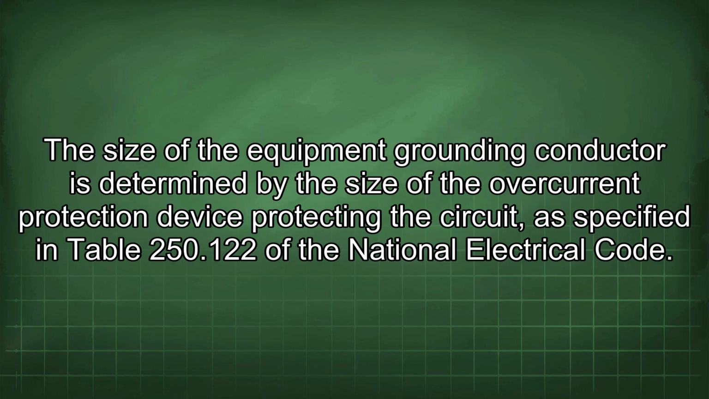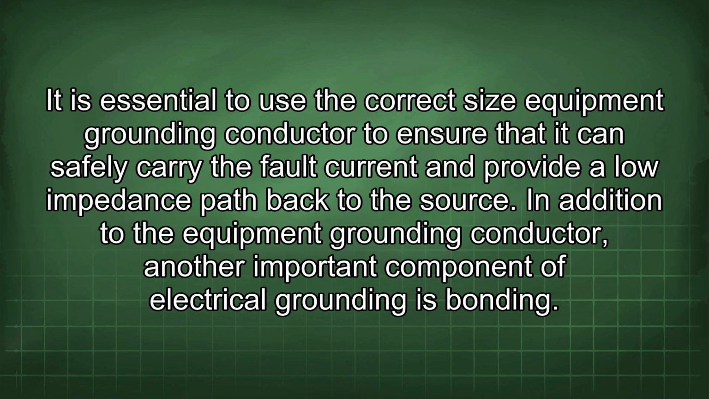The size of the equipment grounding conductor is determined by the size of the overcurrent protection device protecting the circuit, as specified in Table 250.122 of the National Electrical Code. It is essential to use the correct size equipment grounding conductor to ensure that it can safely carry the fault current and provide a low impedance path back to the source.